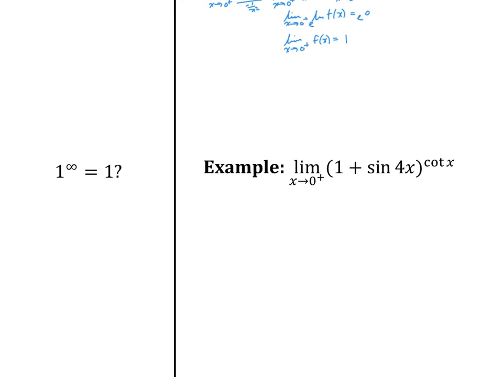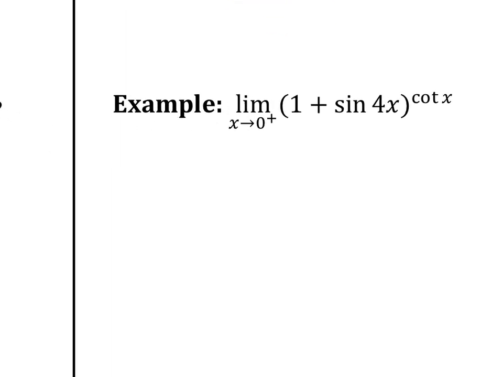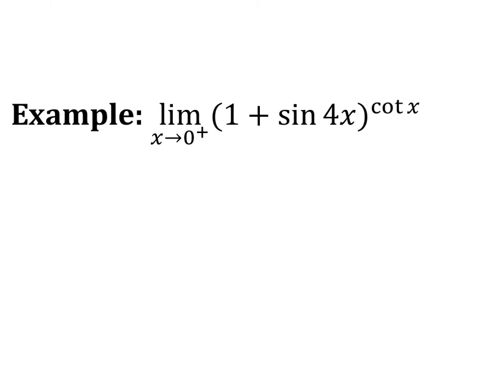Now, 1 to the infinity, is that equal to 1? Okay, we're going to do the same thing here. If you plug in 0 here, you're going to get sine 4 times 0. Sine 0 is 0 plus 1, that's 1. Cotangent of 0, so let's think about cotangent. Cotangent x is equal to cosine over sine. So cosine of 0 is 1. Sine of 0 is 0. So 1 over 0 is going to get us infinity, or it's just a very, very large number. So this is going to be 1 to infinity.